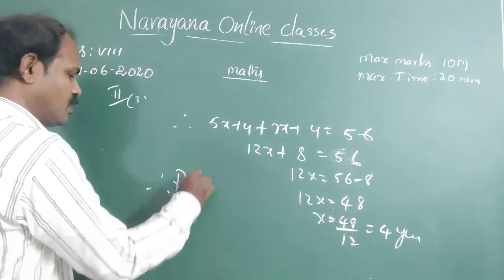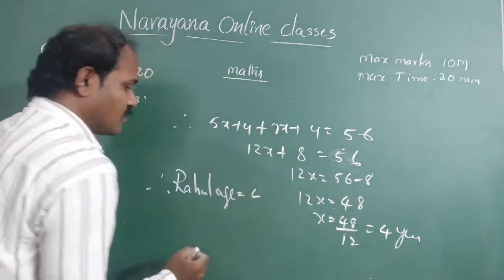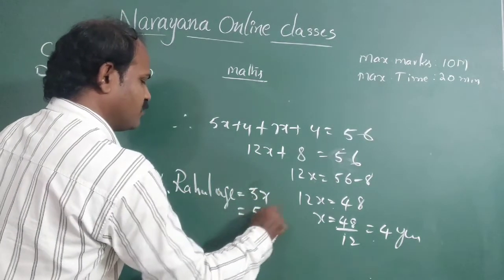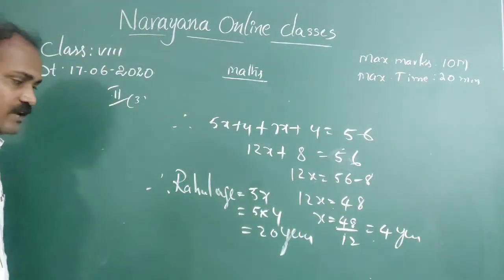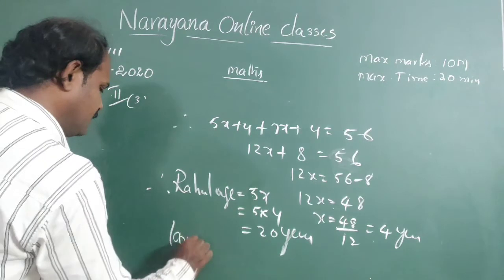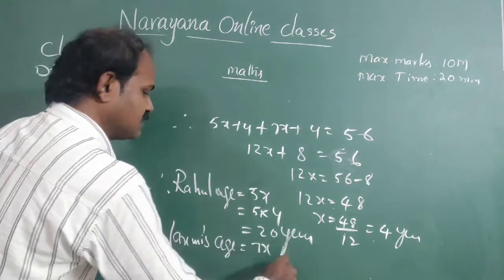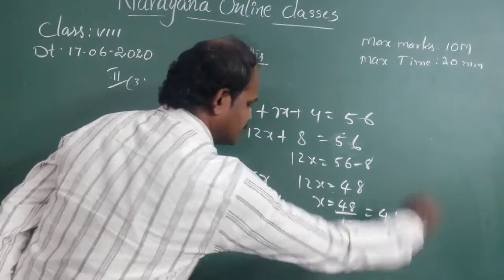Therefore, Rahul's age is equal to 5x, that is equal to 5 into 4, that is equal to 20 years. Likewise, Lakshmi's age is equal to 7x, that is equal to 7 into 4, that is equal to 28 years.